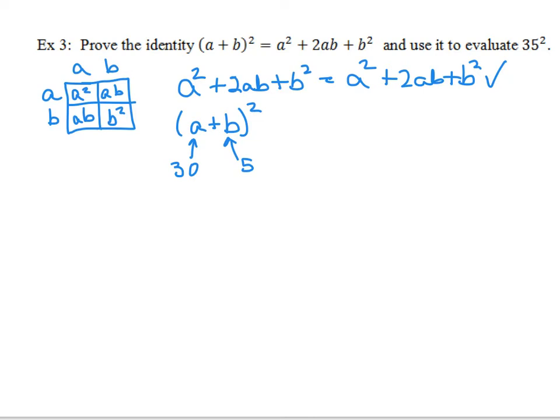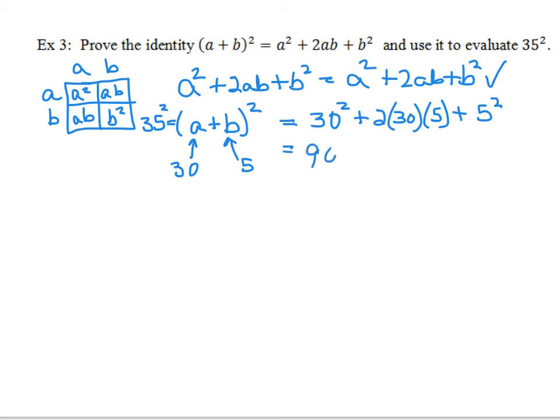So every place that I see an a, I'm going to put a 30. So 30 squared plus 2 times 30 times 5 plus 5 squared. So this is 35 squared using this identity.